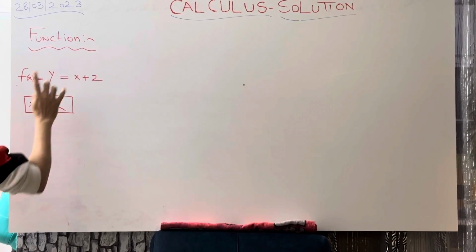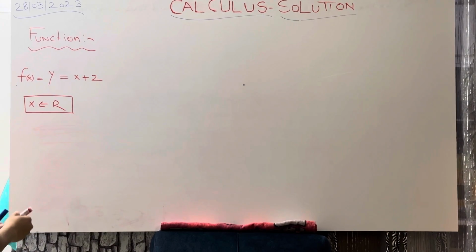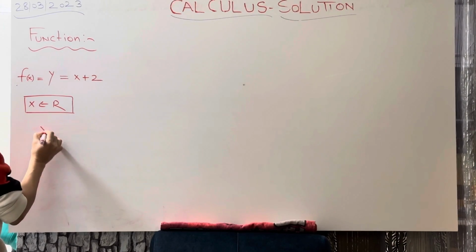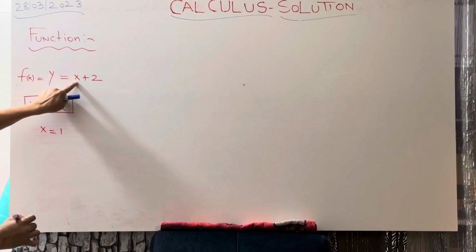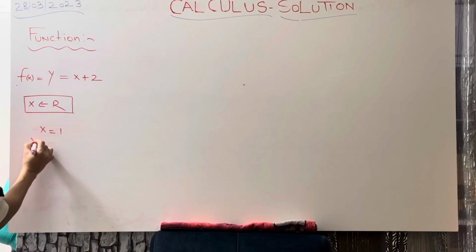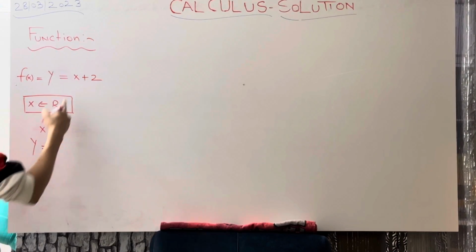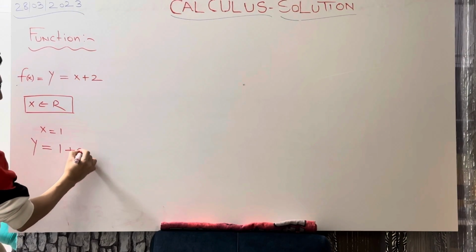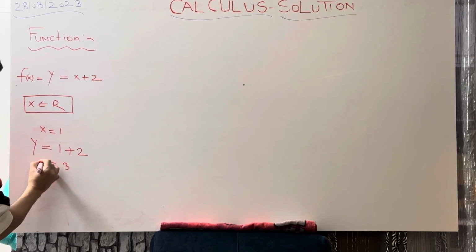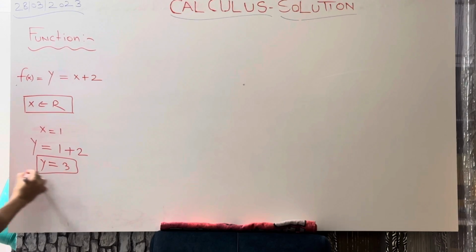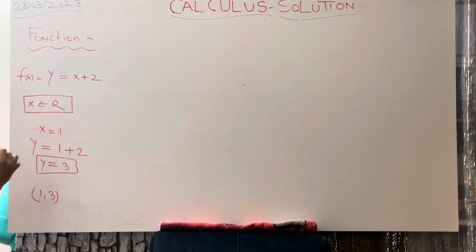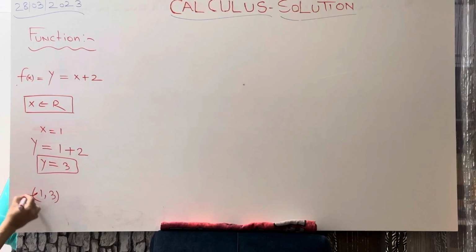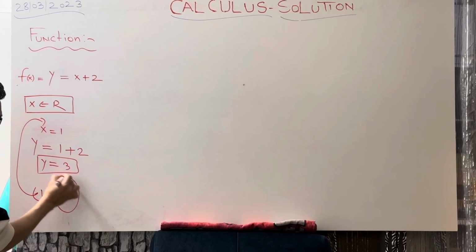y = x + 2. I can give you one example. If x is equal to 1, when you substitute x = 1 here, you can find the value of y. Just substitute here. So 1 plus 2, which is what? 3. So you can say y = 3. So we have one ordered pair, which is (1, 3). This 1 is the value of x and this 3 is the value of y.